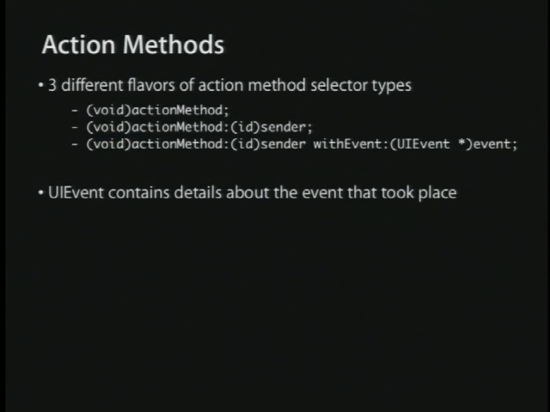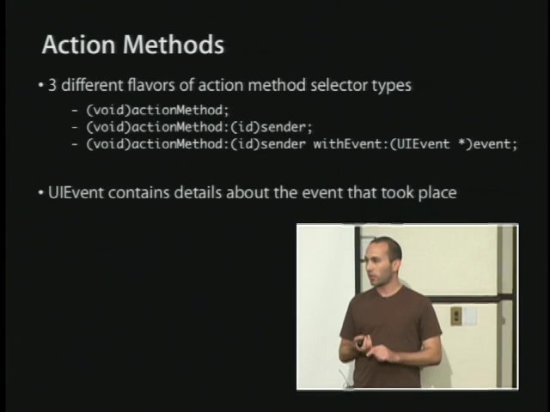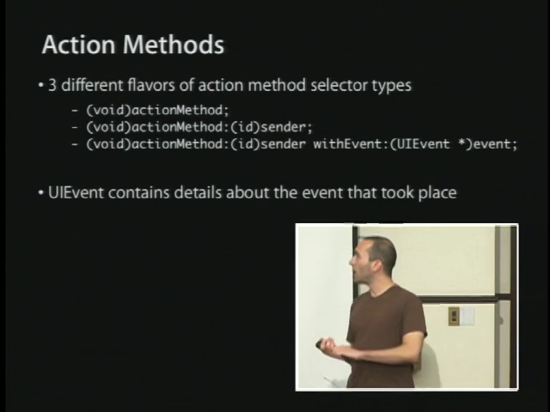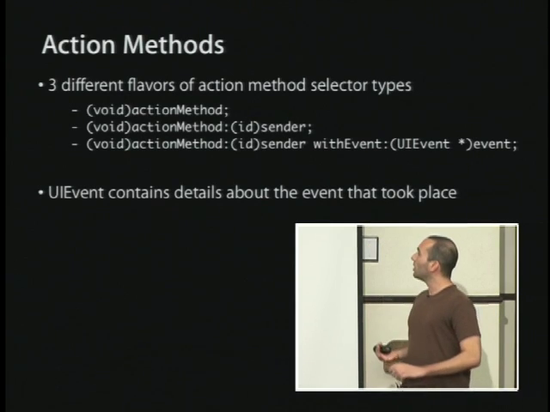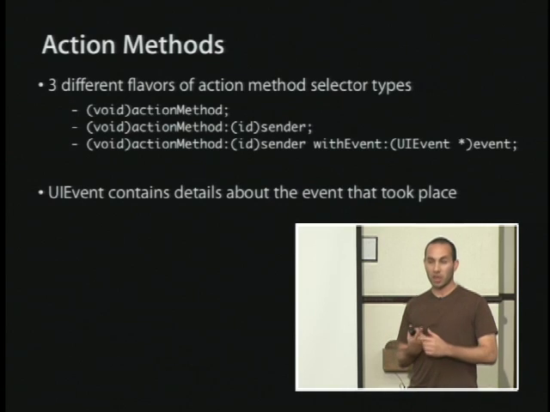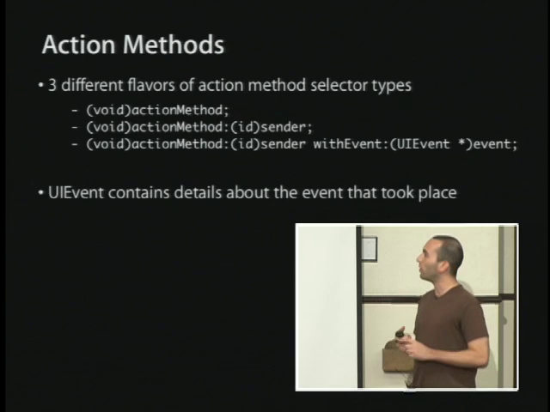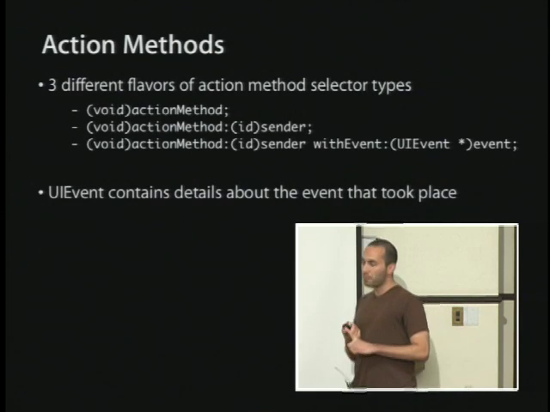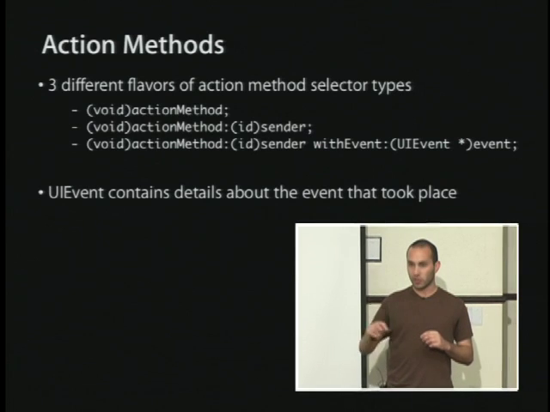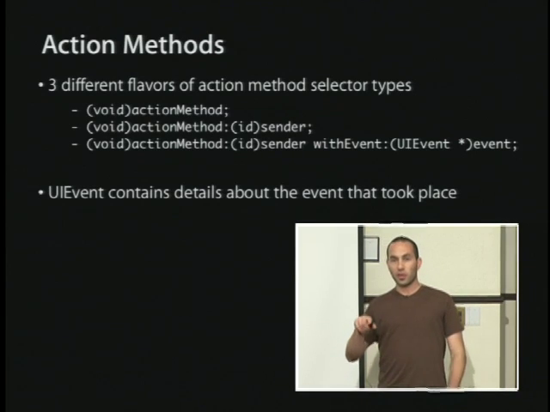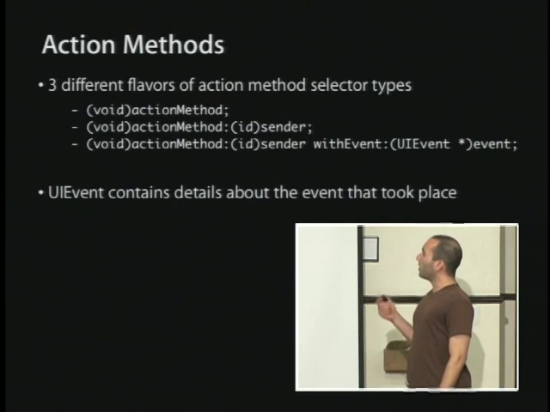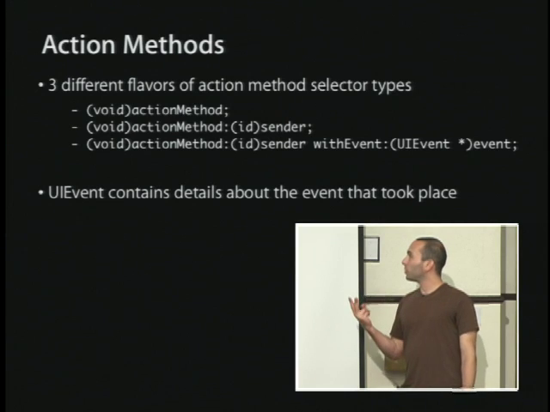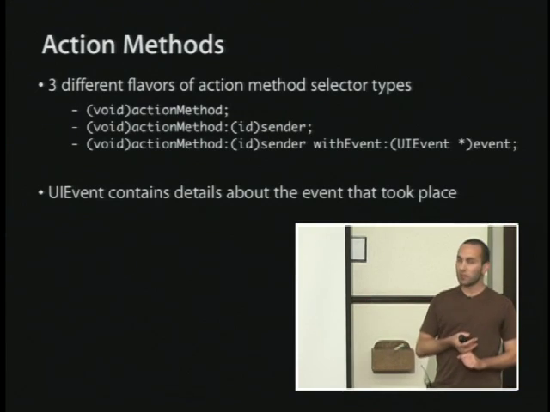Now, when you implement your action methods, there's 3 different ways, 3 flavors of how you can implement it. You can have a selector that takes no arguments, a message that takes no arguments. You can have a message that takes 1 argument, and if you do this, the argument is always the sender. So the object that initiated the action. So if you set up a target action from a button to your controller, and you press that button, the sender is going to be the button. If you do it from a slider, it's going to be a slider. The other flavor is with 2 arguments, and it's action method with event.